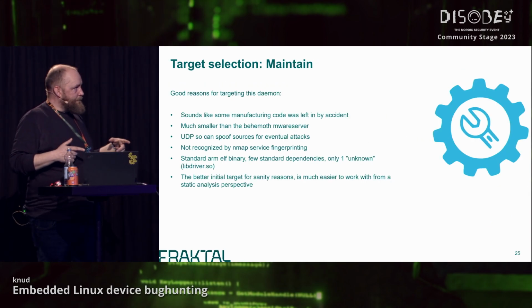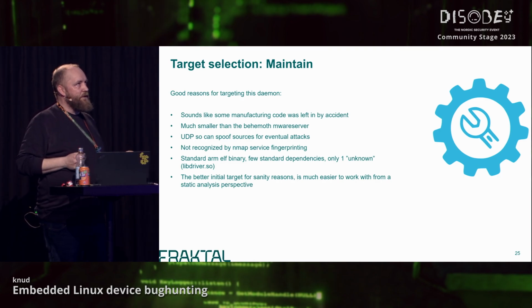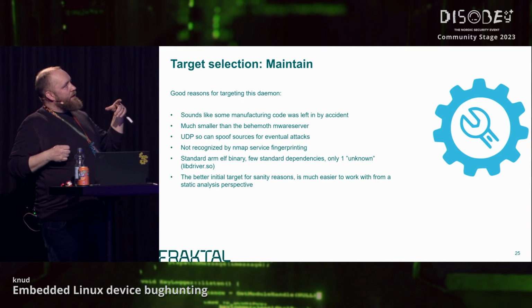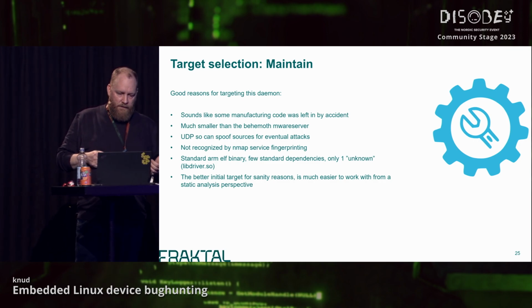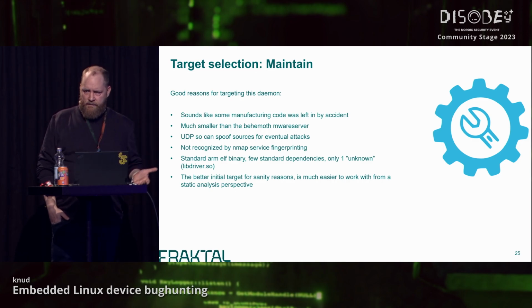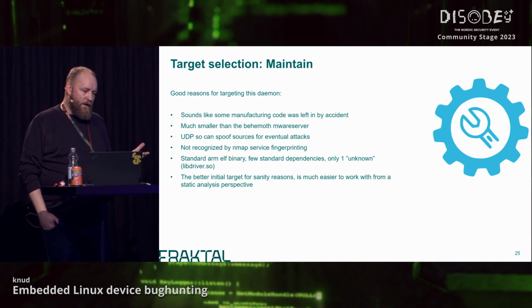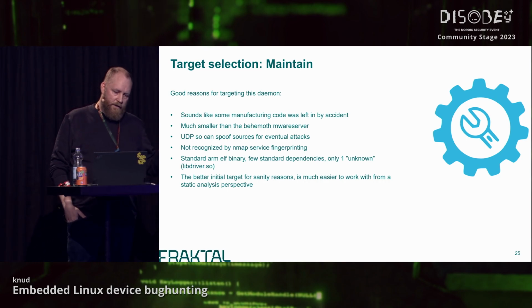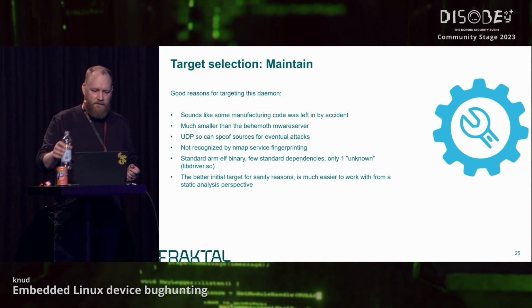So, putting that terrible big binary behind us, looking at the one outlying service called maintain, I think a few good reasons for targeting it is that it's a weird name. So it's not a standard process. It's something that they have implemented, right? So it's UniView specific. It sounds like something somebody left behind by accident.